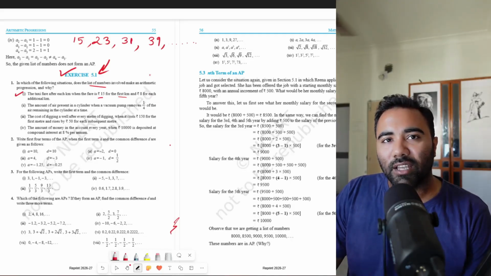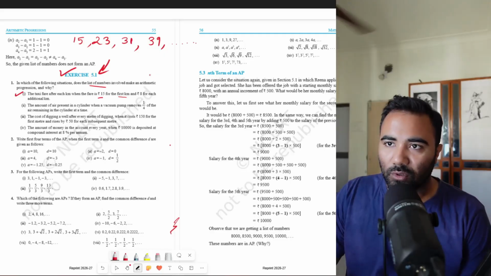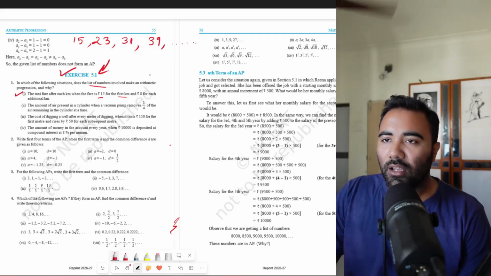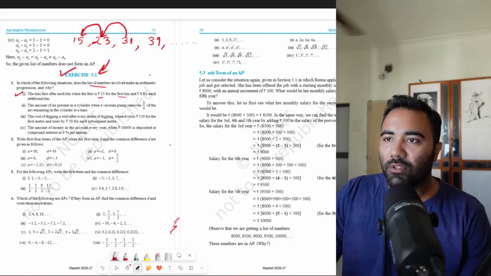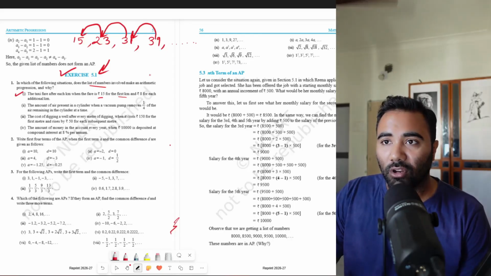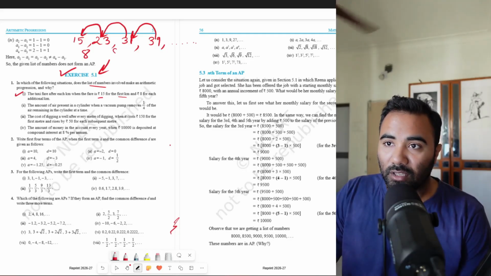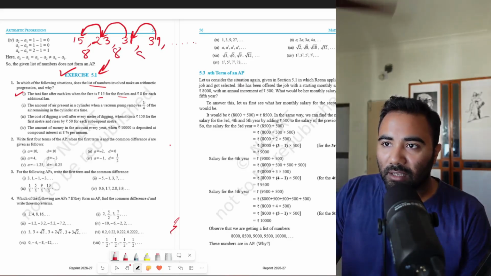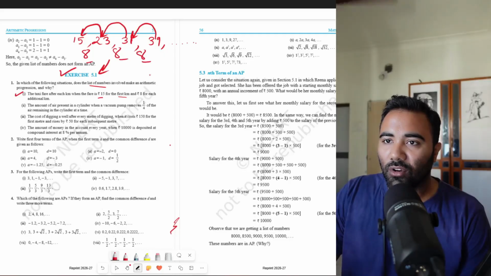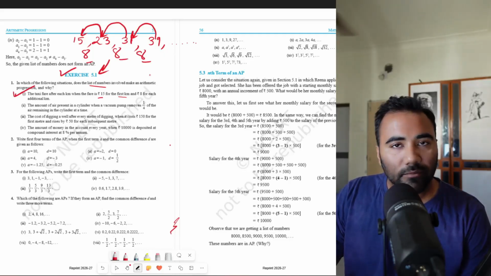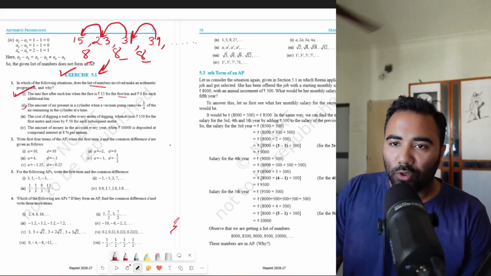Now, is this an arithmetic progression? I go back to my initial understanding that I must subtract the preceding number from the succeeding number, and the answer should be the same for all of them. So 23 minus 15 is 8, 31 minus 23 is 8, 39 minus 31 is 8. So this is obviously an AP. Okay, let's go to question number 2.